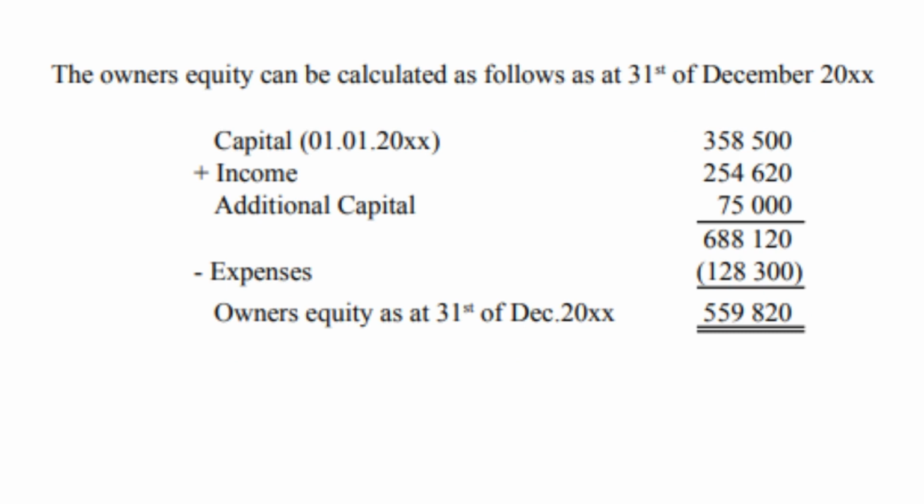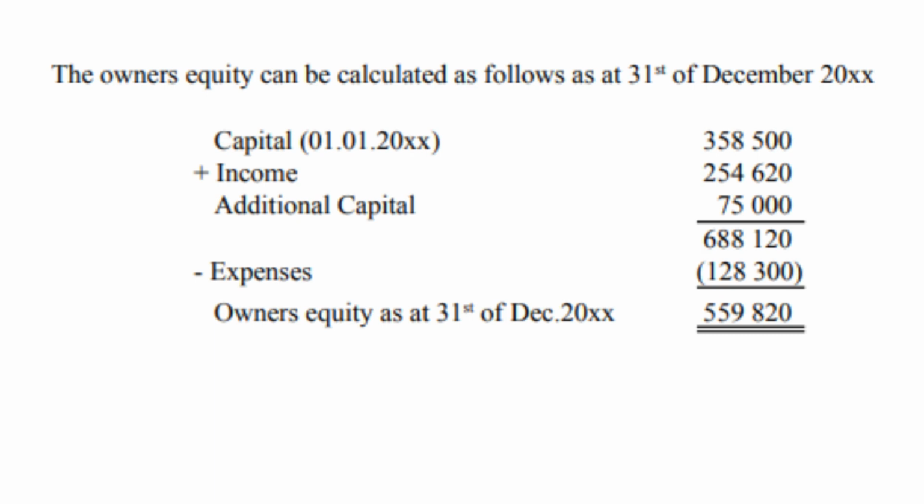So first is the capital as at 1st of January 2022, Rs 358,500. As I said, we have to add the income, so here we have to add the income Rs 254,620. Then additional capital also should be added, that's Rs 75,000. So the balance is Rs 688,120.